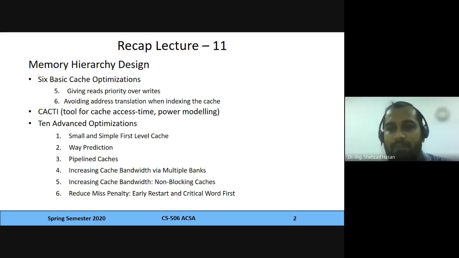The second was avoiding address translation when indexing the cache. This was an optimization where we talked about virtual addresses, and we said that the CPU is generating virtual addresses. So how is the cache going to interpret that? Are we going to include a TLB before that goes to the cache, or are we going to let the cache work on virtual addresses? We said that both of these have some problems. So the best way would be that you give the virtual address to the cache, but the cache only takes that part which is common in both the virtual address and the physical address.